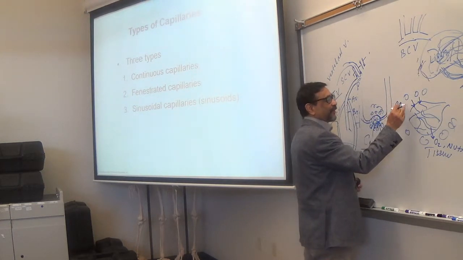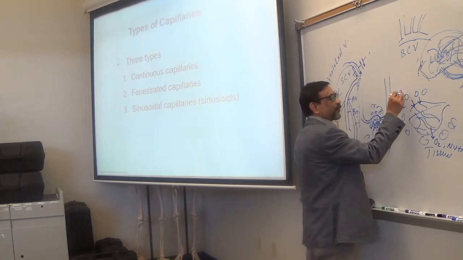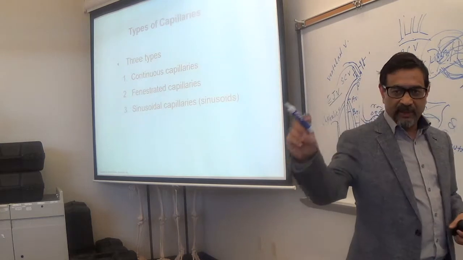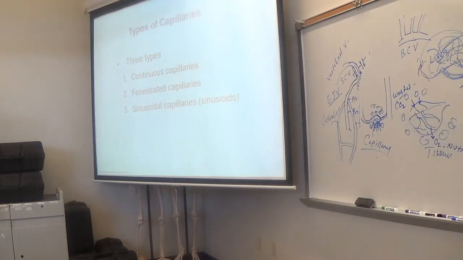Carbon dioxide and metabolic wastes, okay? Opposite direction. Oxygen and nutrients go to the tissue from the capillary blood, makes sense? And carbon dioxide and wastes enter into the capillary blood from the tissue.